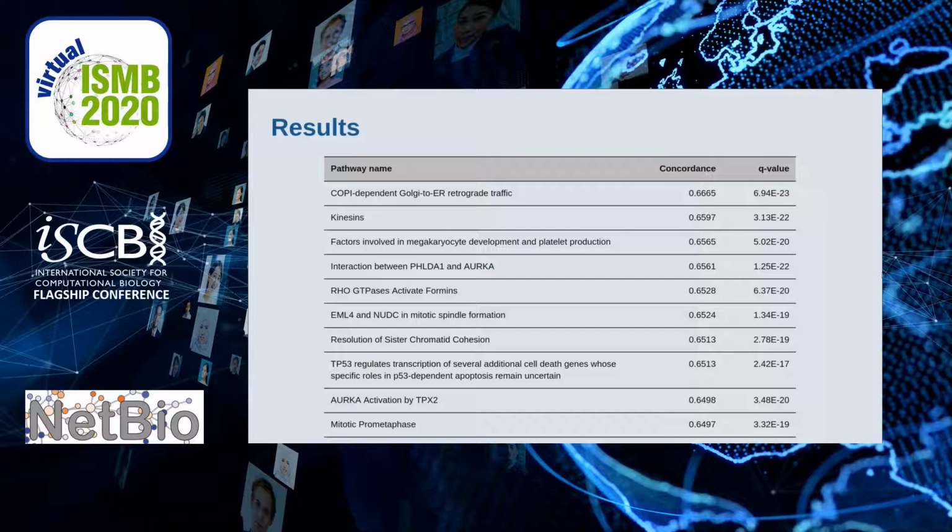Over here you can see the top 10 pathways that have been found to be most predictive of survival. They are ranked by the concordance index that was obtained in the cross-validation. Also displayed are the Q values from the regression coefficients, and those have been corrected for multiple hypotheses.